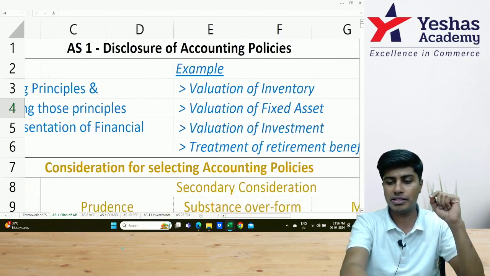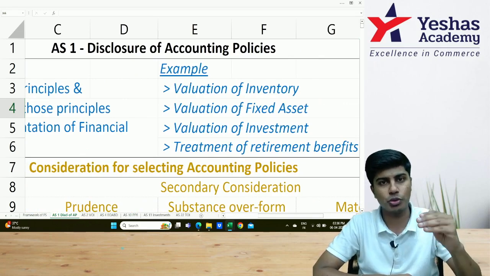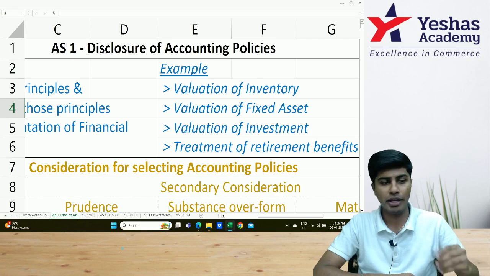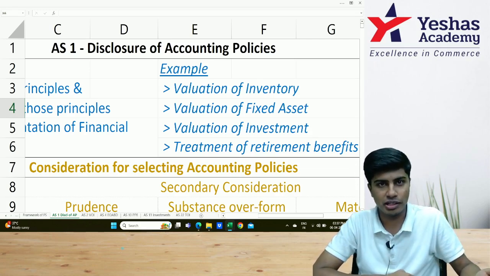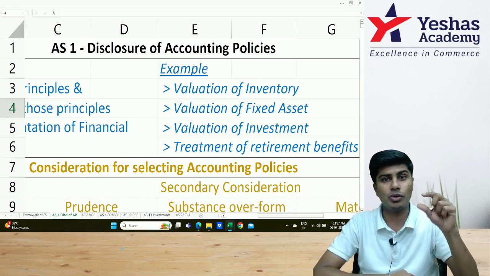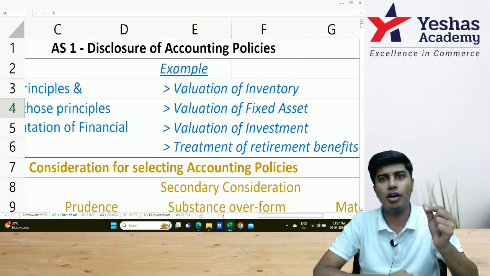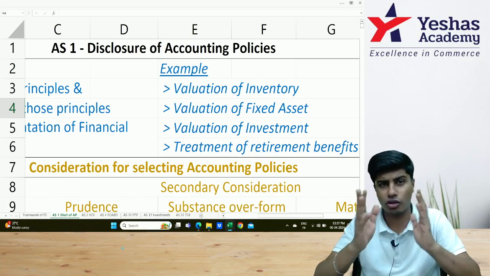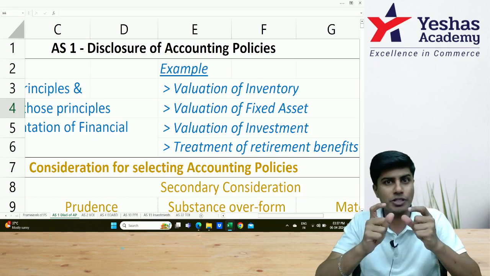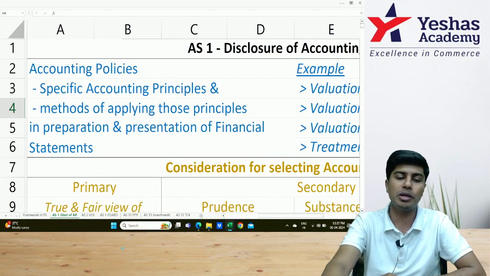To give some examples, whenever valuing inventory, which method of accounting policy should you apply? Which method of valuation of inventory should you apply? Should you pick first in, first out? Should you pick simple average method? Should you pick weighted average method? Accounting Standard 2 tells that you can pick between FIFO or weighted average method for items which are ordinarily interchangeable, and specific identification method for items which are not ordinarily interchangeable. These two options that Accounting Standard 2 provides us, among which we can pick one, is an accounting policy.